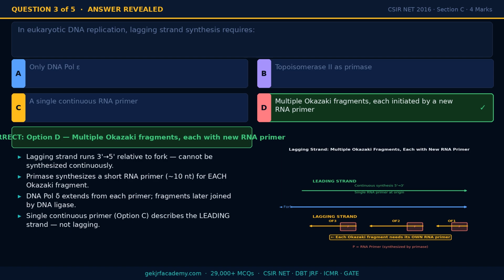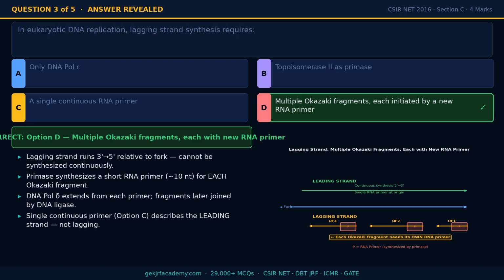The lagging strand template runs 5' to 3' toward the fork, meaning DNA polymerase must move away from the fork to synthesize in the correct direction. Synthesis must therefore proceed in short discontinuous segments, Okazaki fragments, each approximately 100 to 200 nucleotides long in eukaryotes, and 1000 to 2000 nucleotides long in prokaryotes. Critically, each Okazaki fragment requires its own RNA primer.